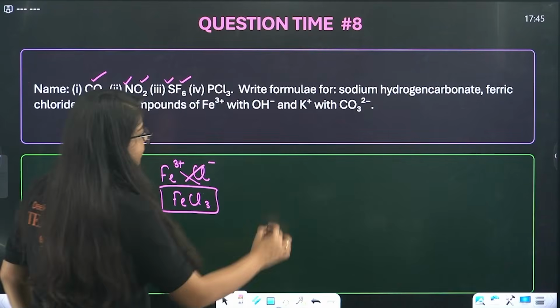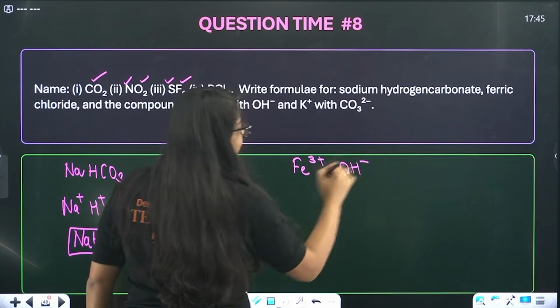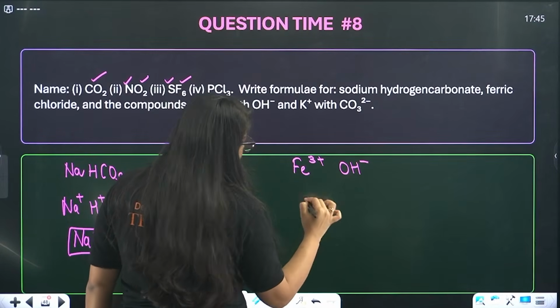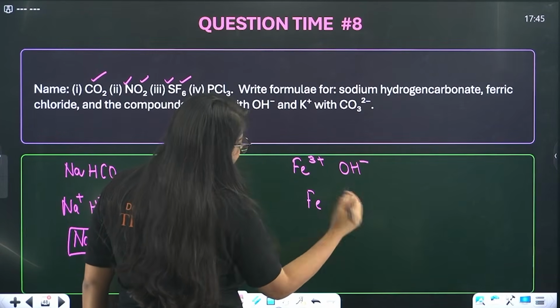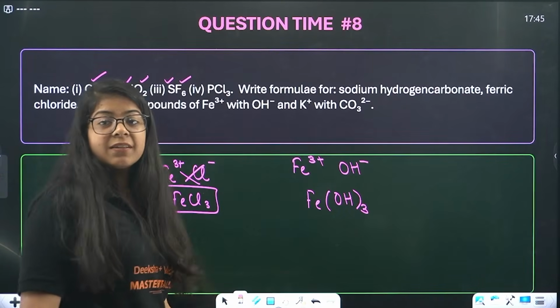Then FeCl3, and we have compounds of Fe plus 3 with OH negative. Ma'am, we just studied. Just multiply this 3 with the whole OH. So Fe, there is simply one, OH bracket 3, Fe(OH)3.